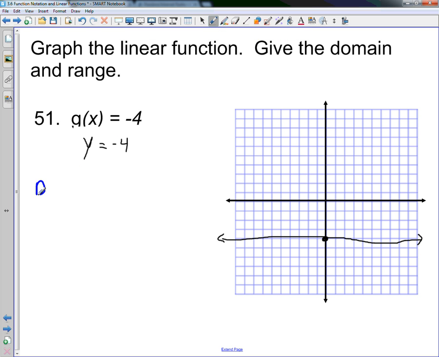The domain. Again, this is how far left my graph goes and how far right my graph goes. So left is -infinity. Notice it's going left forever. Right is positive infinity. Notice that it's going right and left forever. So my domain is -infinity to positive infinity.